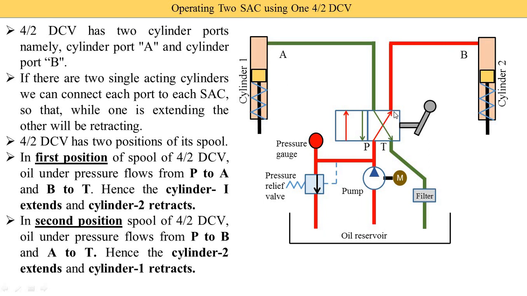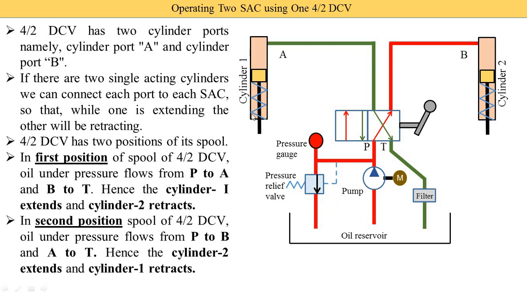So pressurized oil enters this B port, and from B it goes to cylinder 2. This supplied oil creates some pressure on the piston and the piston starts to move from top to bottom, which is called extension. So here what we have written, you see "cylinder 2 extends."